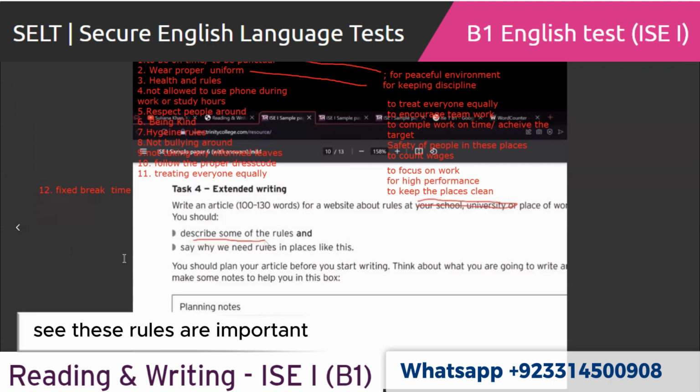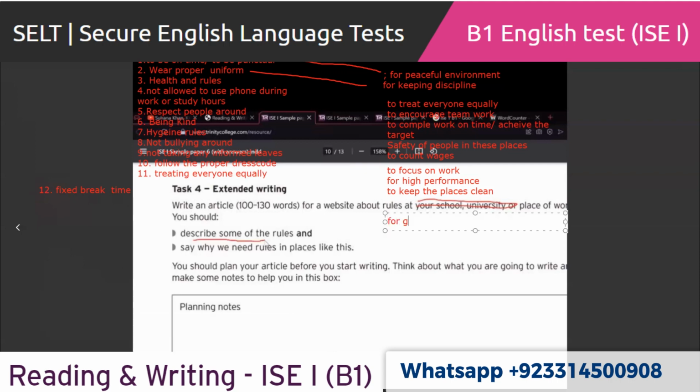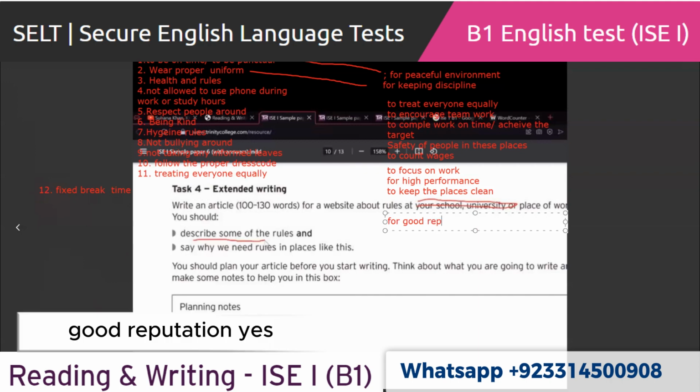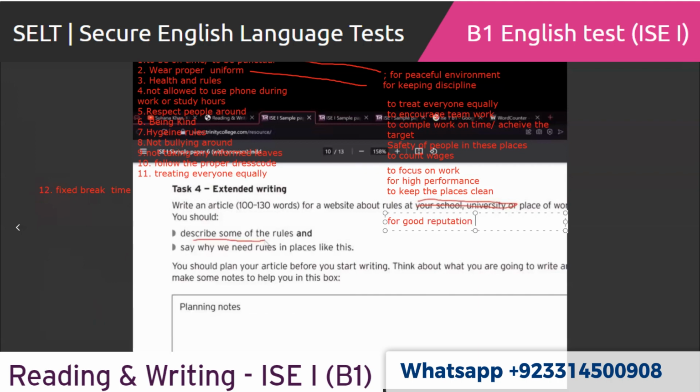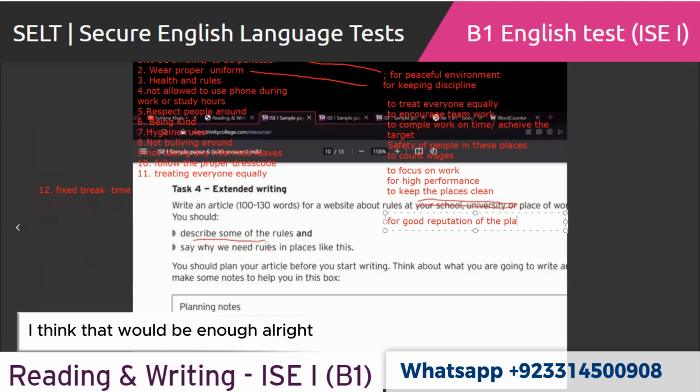See, these rules are important for the good reputation of the place, whether it is school, university, or place of work. What do you suggest? Yes. For good reputation of the place. I think that'd be enough.